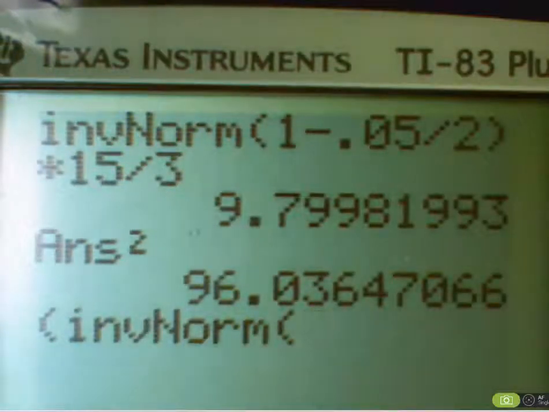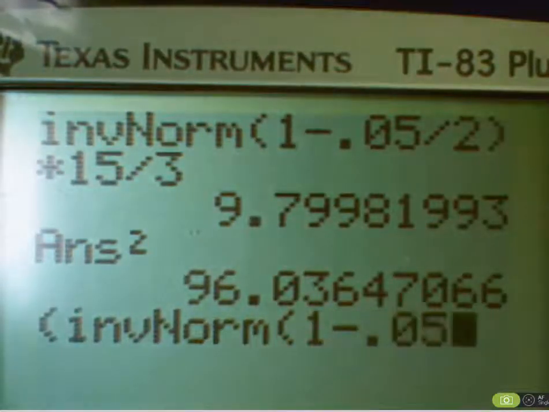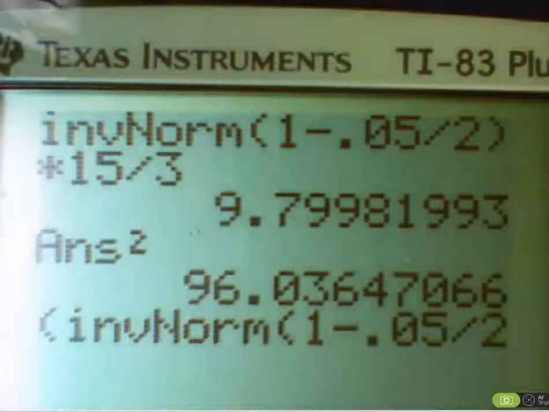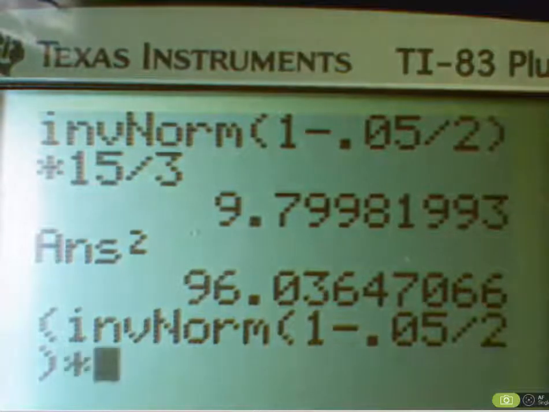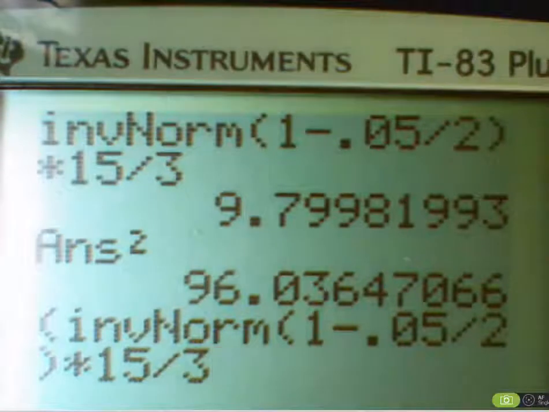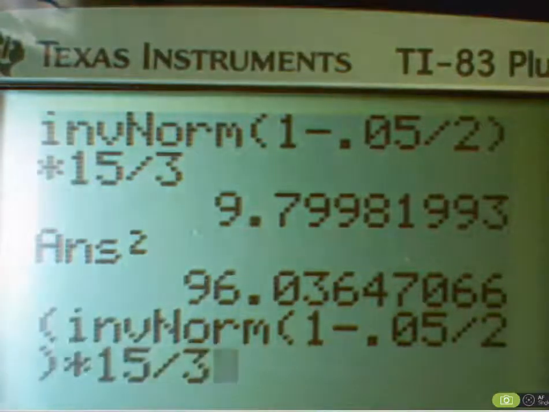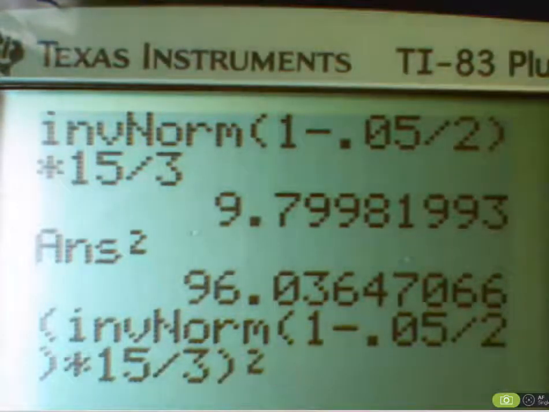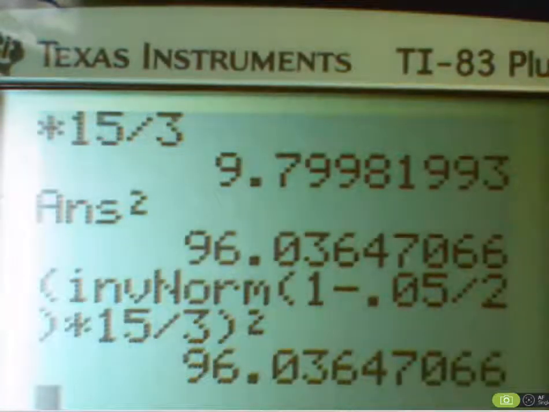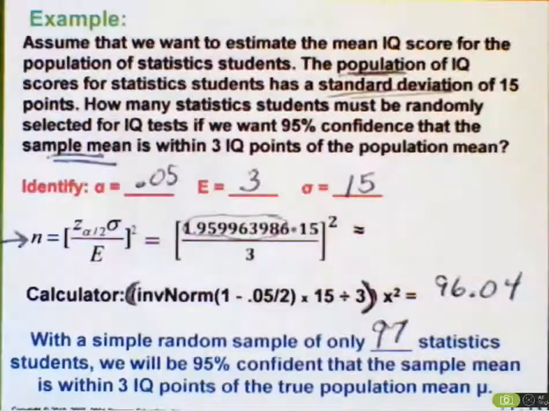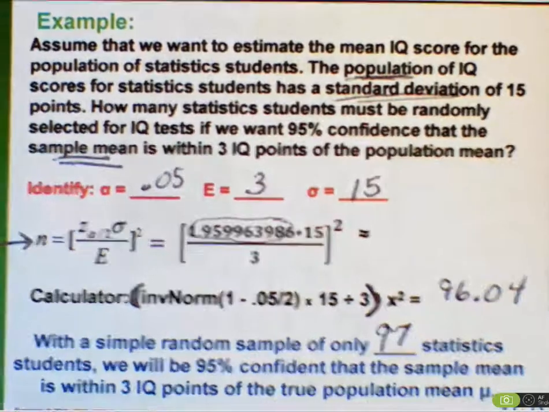But if you do remember to open parentheses before you pull up inverse norm, then you can continue: 1 minus 0.05 divided by 2, close the inverse norm parenthesis, then say times 15 divided by 3, and close this very first parenthesis that you opened. And then square, and then enter, and you get the same 96.04, which rounds up to 97 statistics students.